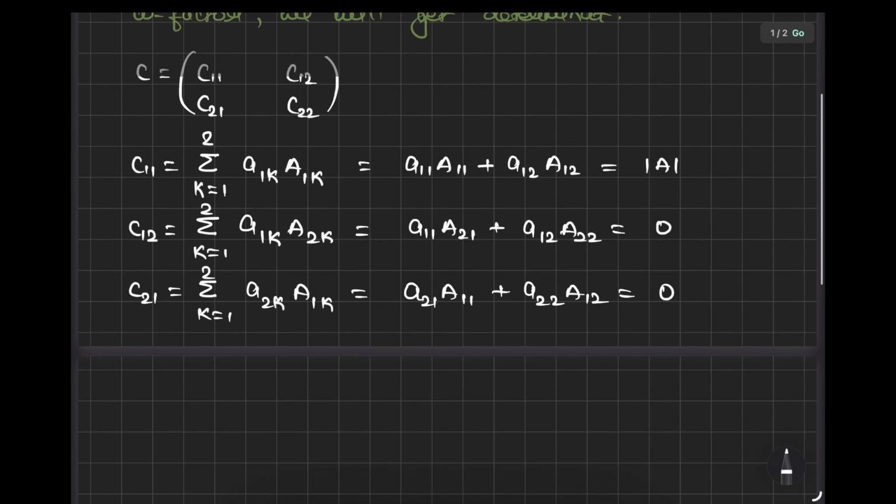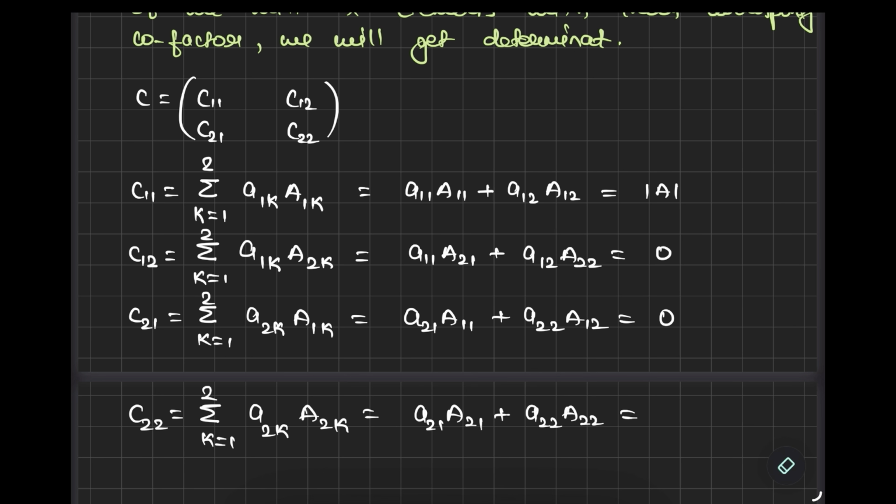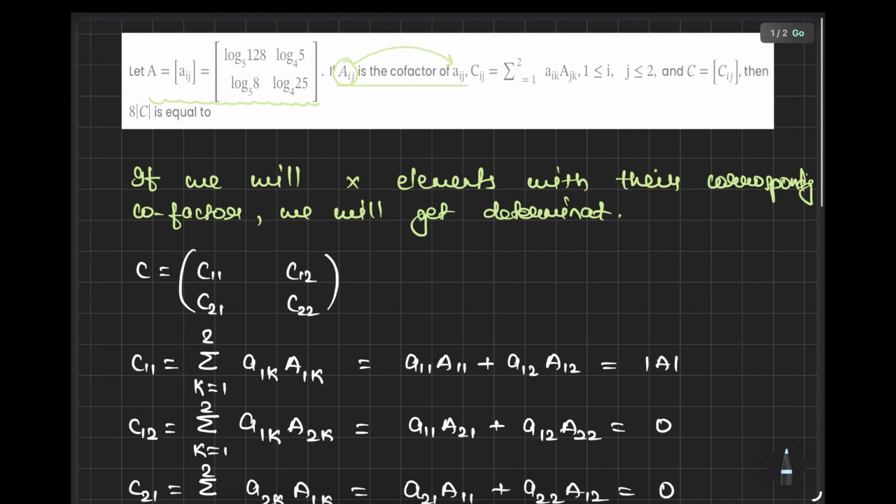Okay. Now the final element C22. Summation k starts from 1 to 2, A2k, A2k, and here you will get a different thing. So A21, A21, A22, A22. Look at these elements, they have their own cofactor, so it is determinant of A. Before solving this part, we need to calculate the determinant of A.